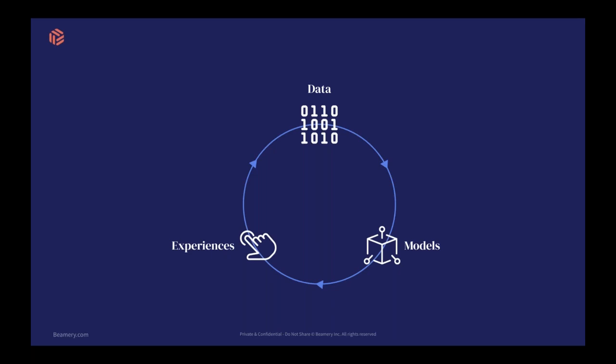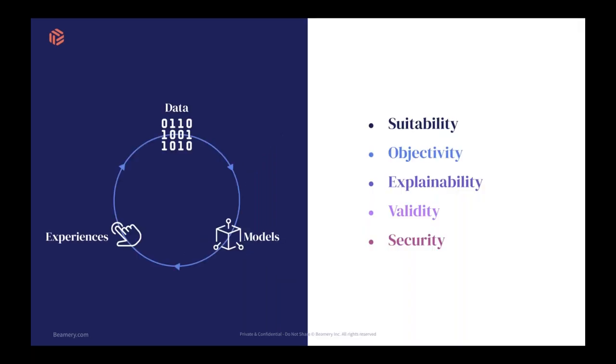You have the data that feeds into the model, which then feeds into the experiences, and then the experiences generate more data, which we use to improve the models, which then improves the experiences. So it's a virtuous cycle. Within these three areas, it's worth thinking about the types of questions, which can broadly fit into the categories on the right-hand side of the screen: suitability, objectivity, explainability, validity, and security.